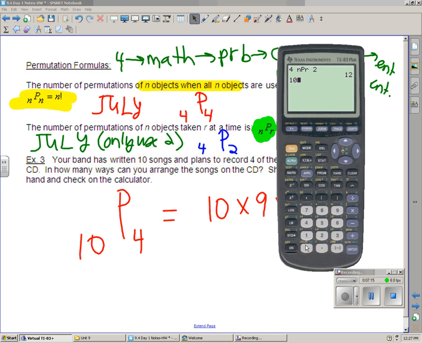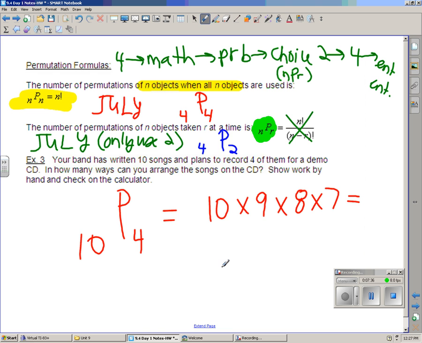10, math, probability, choice 2, enter. 10 songs to choose from, all I want are 4: 5,040. Same answer as 10 songs to choose from, then 9 songs left, then 8 songs left, then 7 songs left. It's still 5,040. So this answer becomes 5,040.